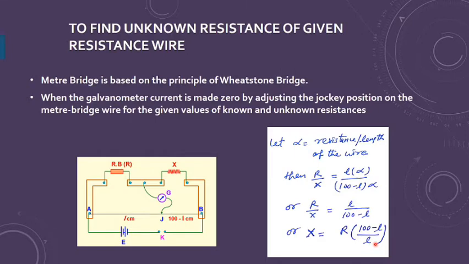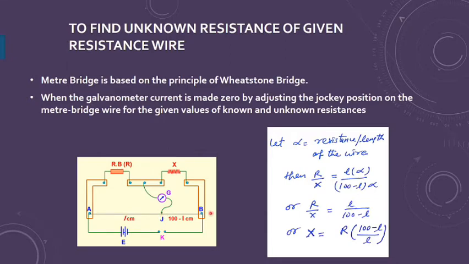Now here, if you wish, you may note that if I put X on the left hand side and R on the right hand side, and I take L from the left side only, then the formula will be interchanged. It means X will equal R into L divided by 100 minus L. So you have to take care which side you are putting the unknown resistance and from which side you are taking the balancing length. This length L, where the galvanometer is showing no deflection, is known as the balancing length, and this position where it shows no deflection is known as the null point.